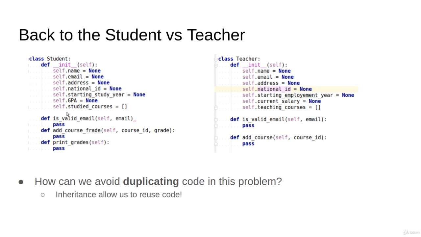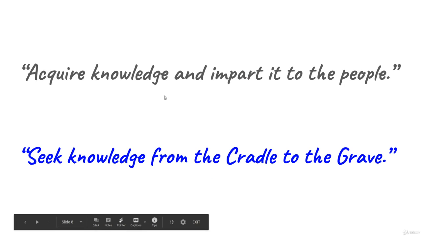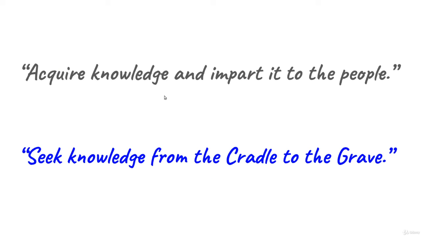Going back to the student and teacher issue, how can we solve the problem of duplication, which we know involves this is-a relationship, which behind the scenes means there is something common and something unique? We do that through inheritance, which allows us to reuse the code. In the next lesson, we will start to learn about the syntax of inheritance and how exactly it helps to solve this problem. That's all.